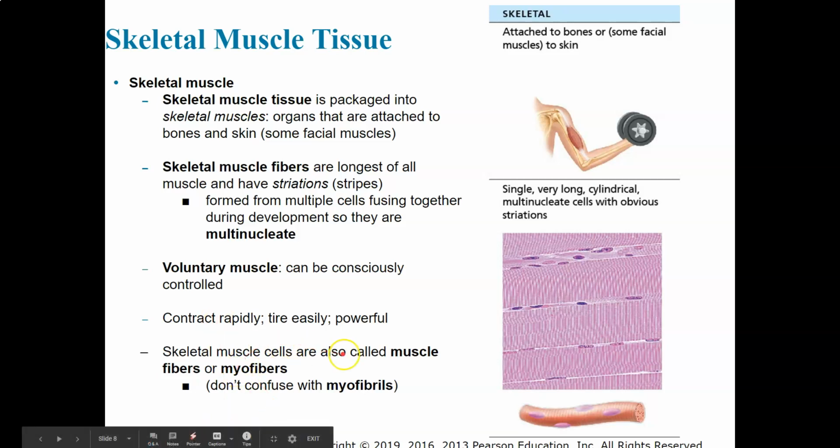Again, our skeletal muscle cells are called muscle fibers or myofibers, but don't confuse this with what are called myofibrils and myofilaments. And we'll go over the differences of all of those and how muscles are put together.